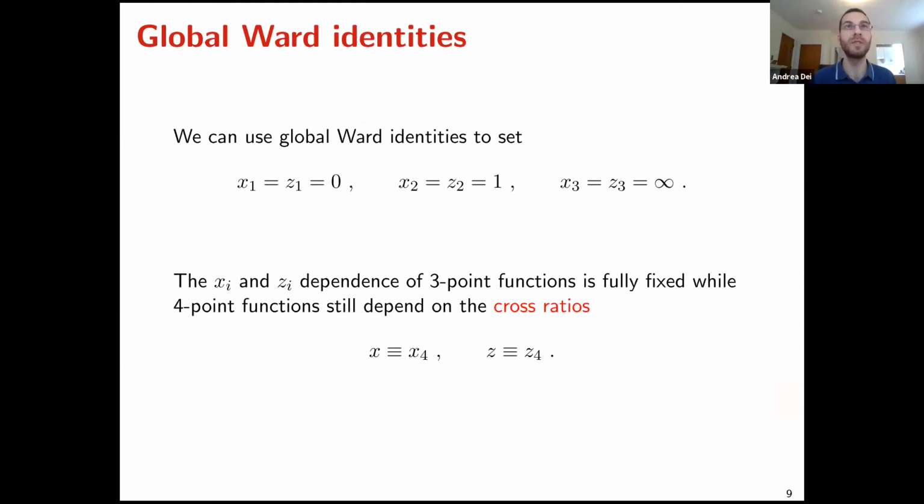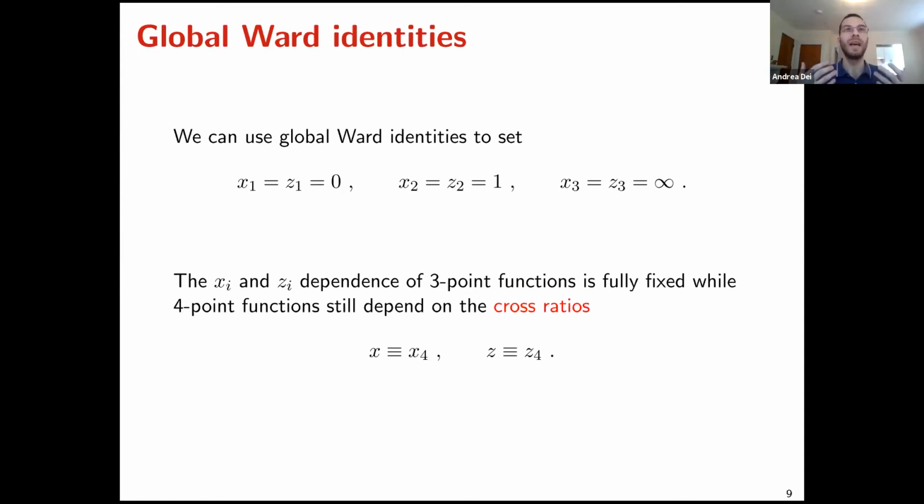Now, let me go through the various symmetries that the model has and how we approach them. So we start from global symmetries. So we have, for example, translation symmetry, rotations, dilatations, and so on. And these allow you to fix the position of 3 of the insertion points. So say that we fix them at 0, 1, and infinity. And if we deal with 3-point functions, the x_i and z_i dependence is fully fixed. If instead we deal with 4-point functions, we have, of course, some residual dependence on the fourth insertion point, x4 and z4, or if you prefer, on the cross ratios.